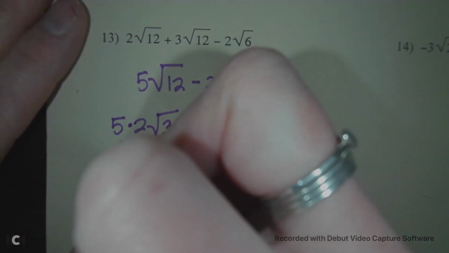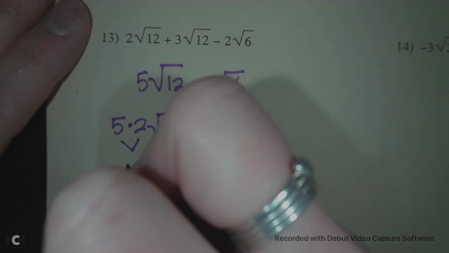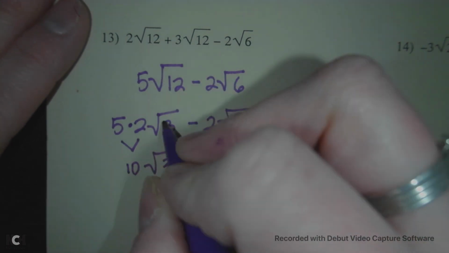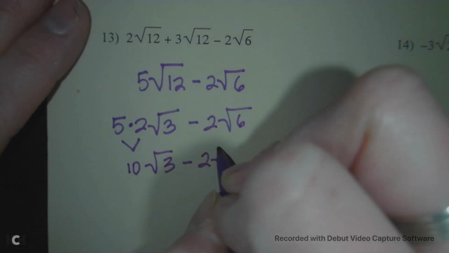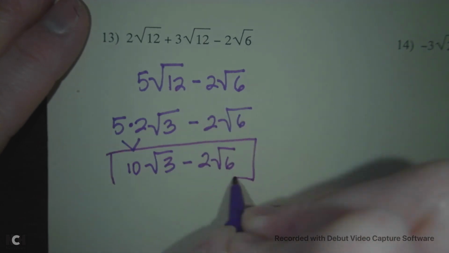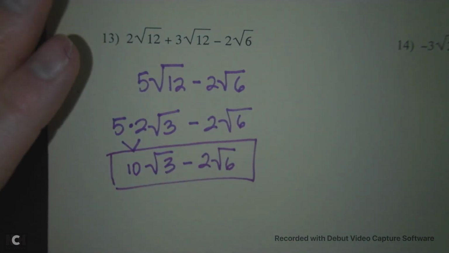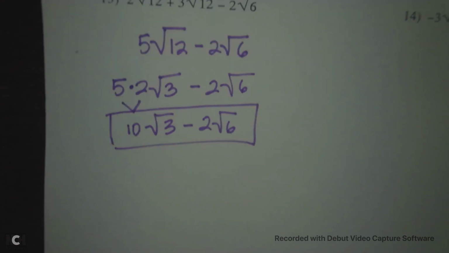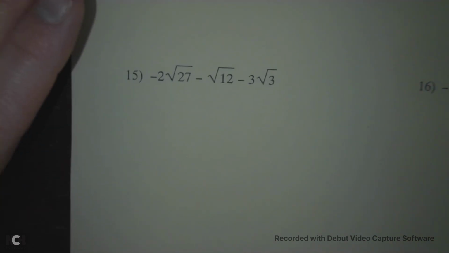Now my last step is to combine my like terms. So 5 times 2 is 10. Root 3, this stays the same. And this guy, he just keeps hanging out the whole time. So again, we've combined our like terms and reduced our radicals. Let's do one more together and then you can try the evens on your own.